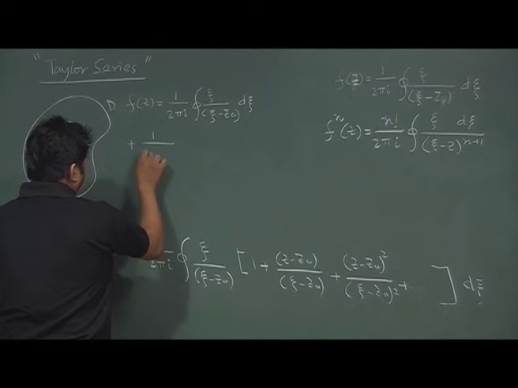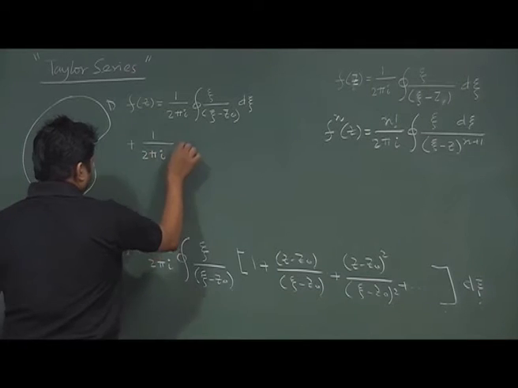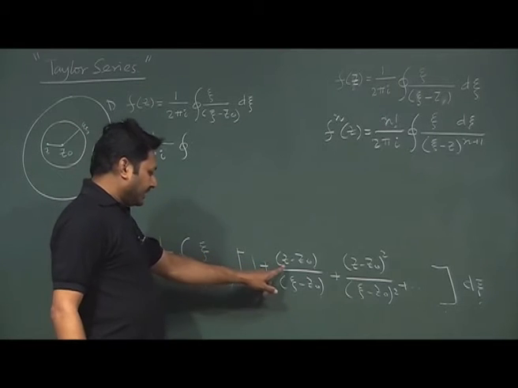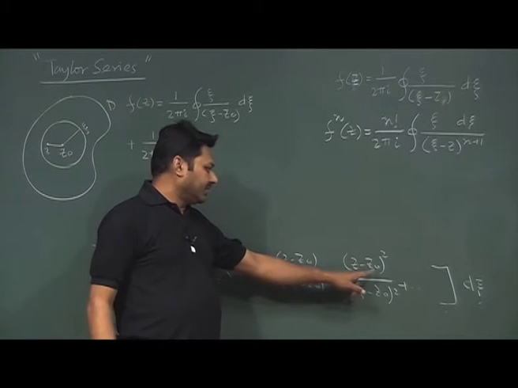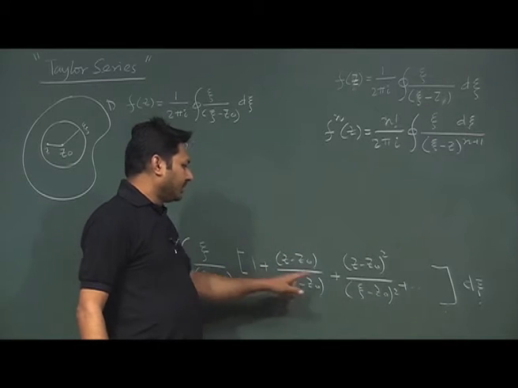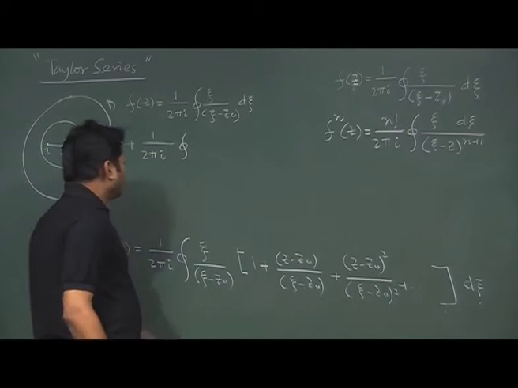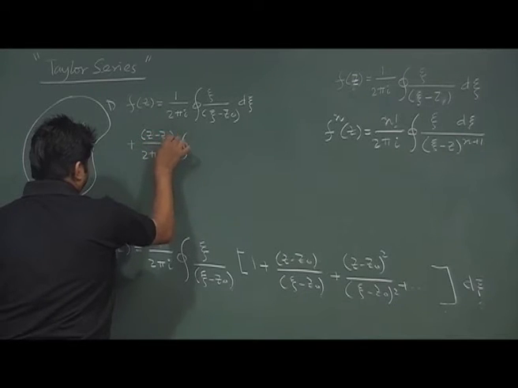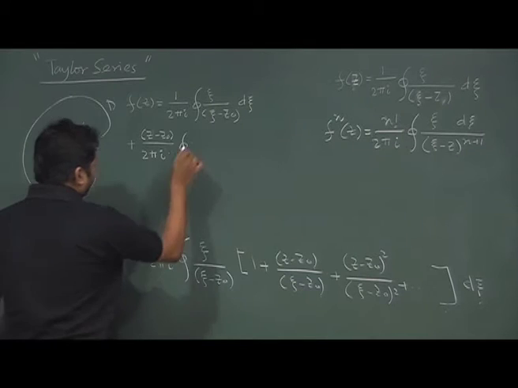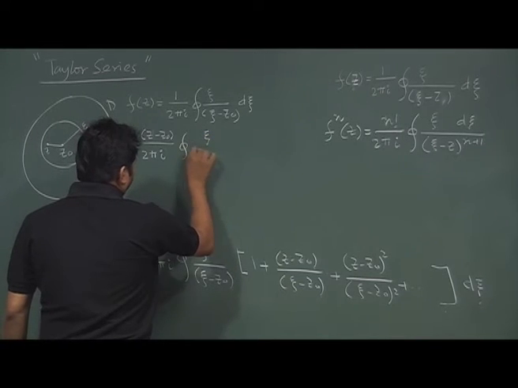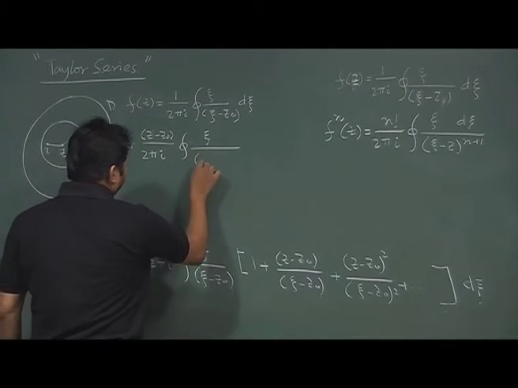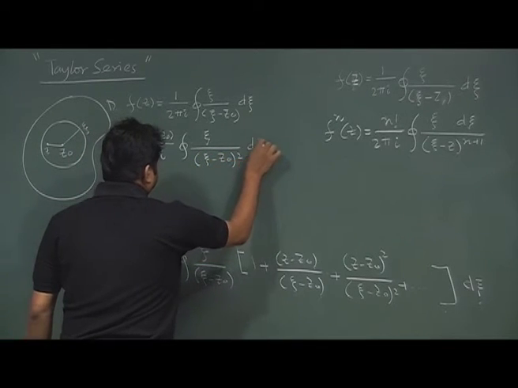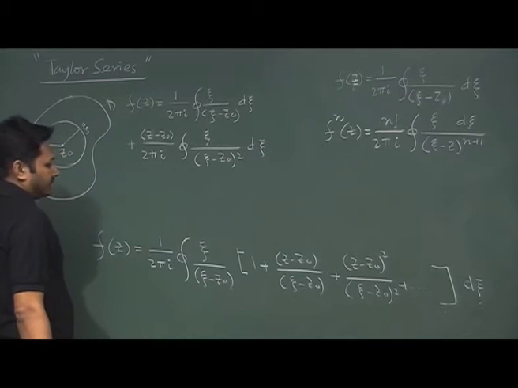Plus 1 by 2 pi i integration of, please note that (z minus z0) square, all things are not a function of xi. So I can take it outside. So here it will be z minus z0 that is going outside, then xi divided by (xi minus z0) square. This is my second term.